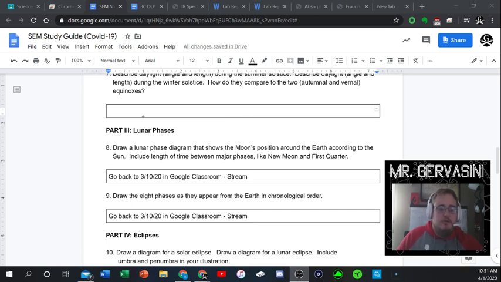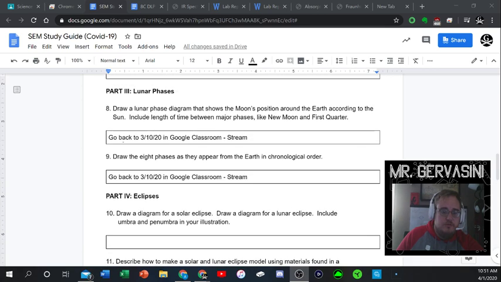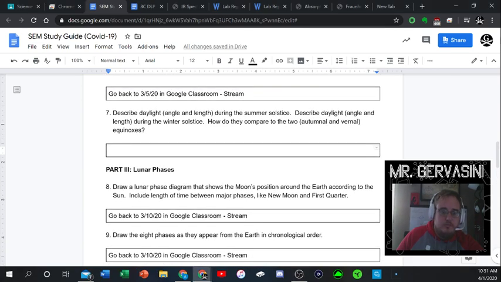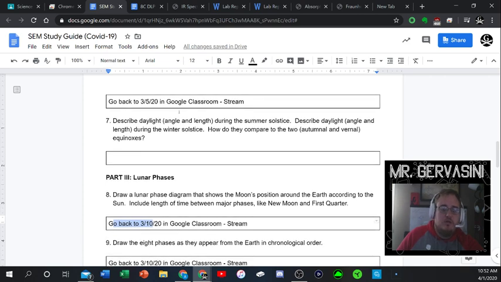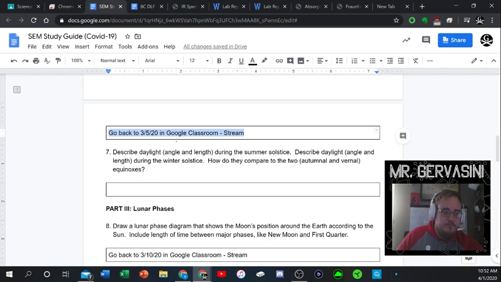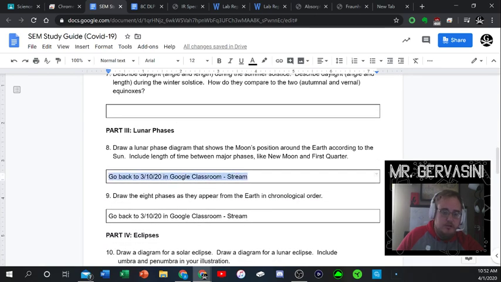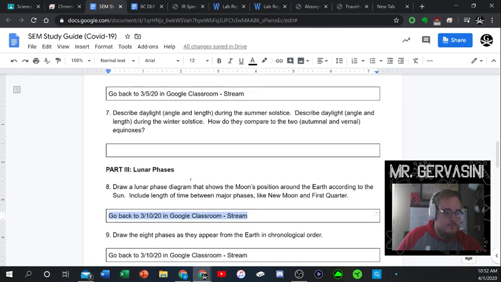Can you draw the diagram? I can, John. Is there a specific one you want me to draw? But also, I've kind of told you, you can go back to March 5th in the stream of Google Classroom, and you can go back to March 10th in Google Classroom. This is the seasons diagram. This is the lunar diagram, but just broken into 2 pieces.